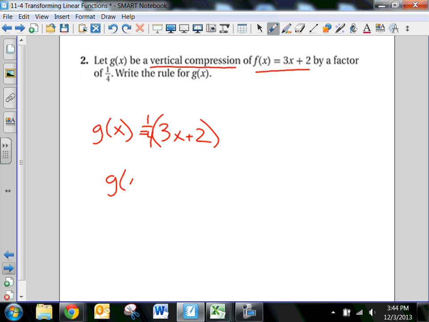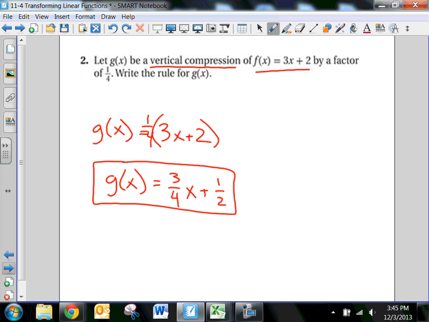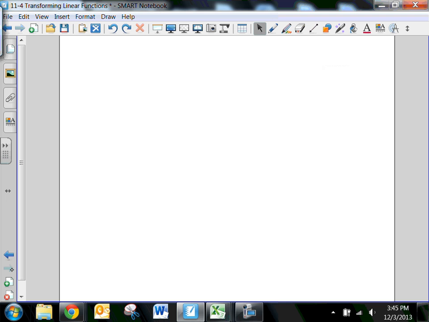So this will be g of x is equal to 3/4 x plus, and that will end up being 2 over 4, which is 1/2. Okay, so my new function will be g of x is equal to 3/4 x plus 1/2 for the new transformation. Okay, so that would be the rule for g of x.